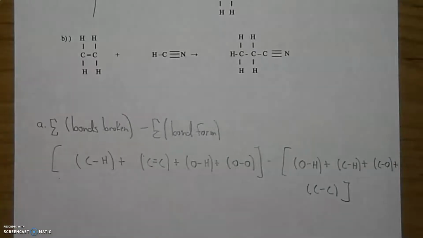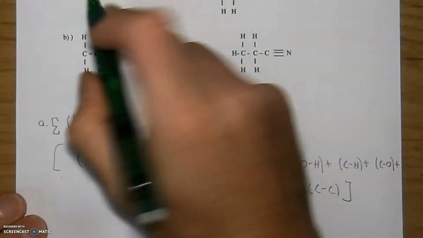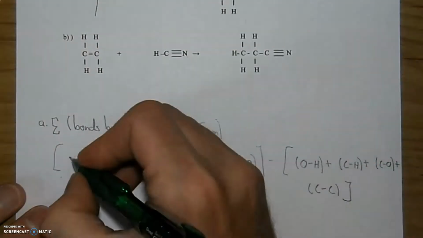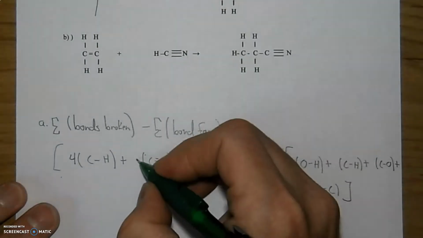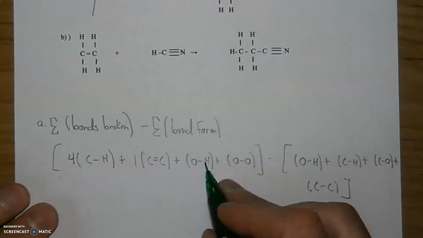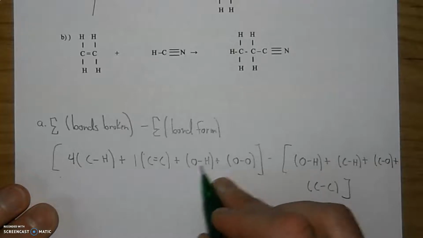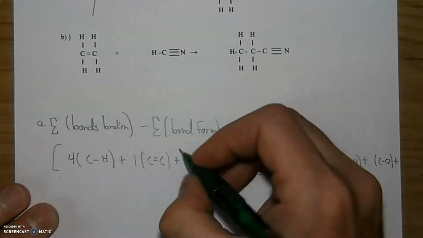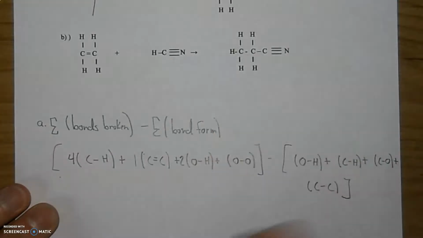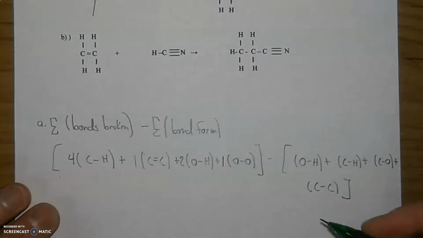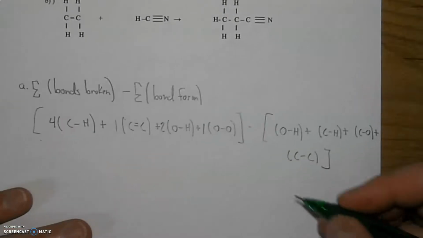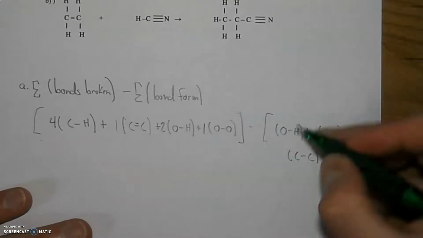All right, so now we need some numbers. Looking up at this one here, I've got 4 of them, it looks like. And carbon, carbon, I've got 1 of those. Oxygen to hydrogen, looks like I got 2 of those. And this is a lot of accounting, so I know it's tedious, but we got to do it. For this one here, the oxygen hydrogens, I've got 2 of them.